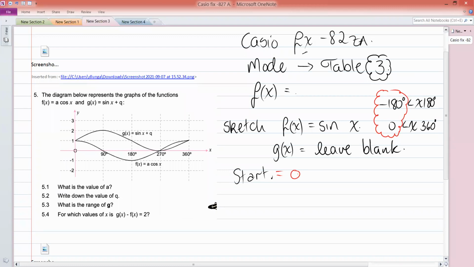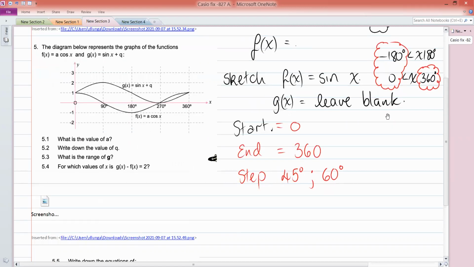So you just press 0 equals. Then your end point is where your 360 is. So end is 360. Now your step, we're going to make our step 45 degrees. We can even make it 60 degrees, again depending on whether they give you graph paper or not. On the graph paper, sometimes they will actually show you what the step is going to be.